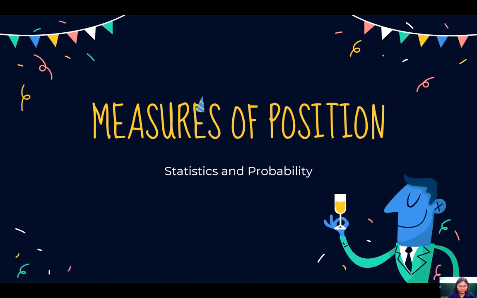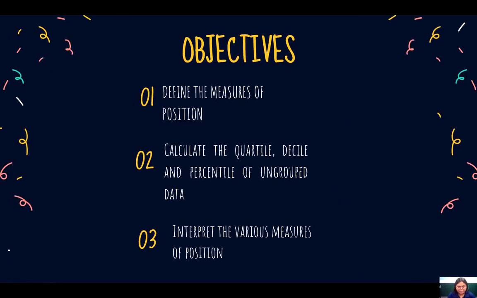So today's lesson is we're going to talk about the measures of position in statistics and probability. First, let's have our objective. Define the measures of position. Second, calculate the quartile, decile, and percentile of ungrouped data. Interpret the various measures of position.